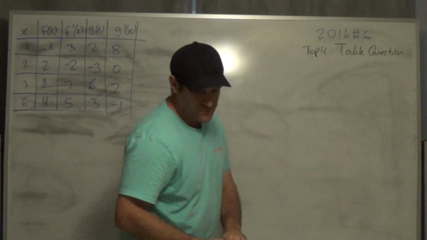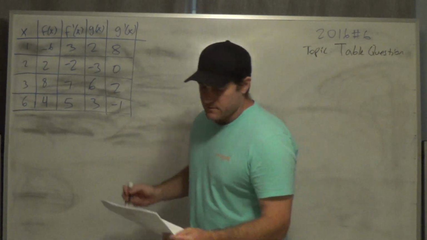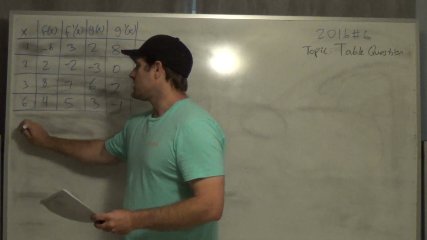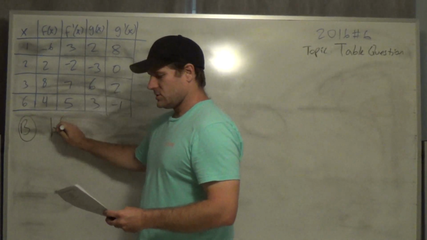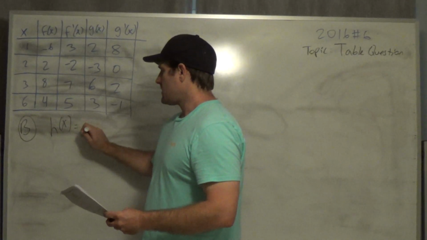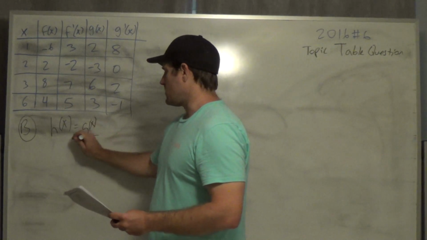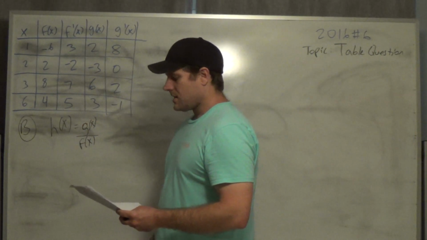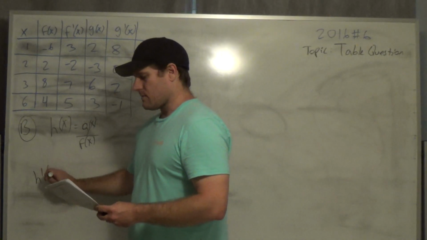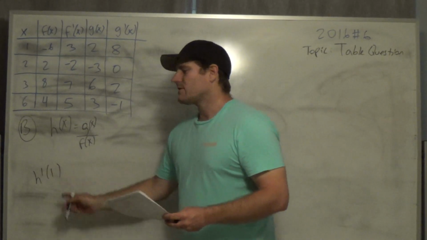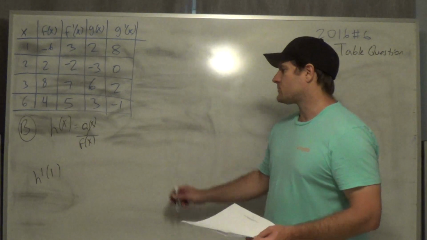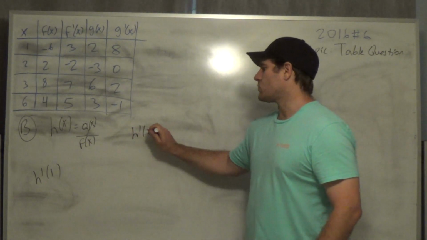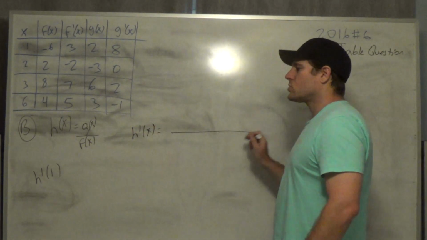All right, so part B, they give us h of x now. So part B, they say h of x is g of x over f of x. And they want to know what is h prime 1. But before we can find h prime 1, we have to find h prime x. And to find h prime x, we're going to be doing the quotient rule.